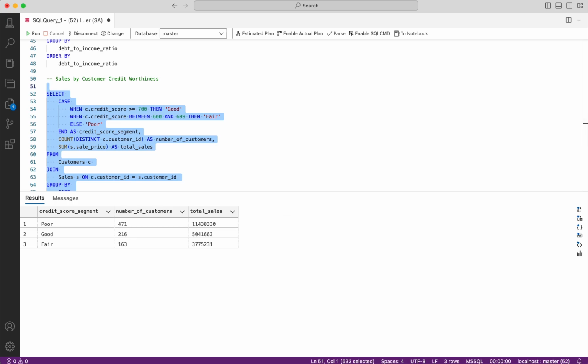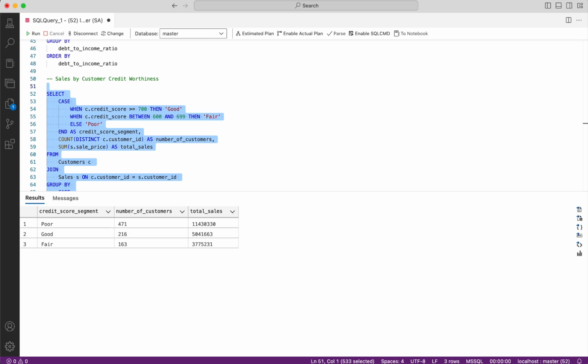So in terms of observations, we can see that the poor credit score segment had a number of customers of around 470. So let's say 471, which is considered the largest group, and around 11,430,000 in total sales, which is the highest contribution of sales. So what this tells us is despite having lower credit scores, this group contributes the most to total sales, likely due to their larger population.